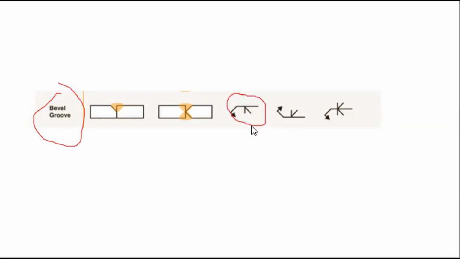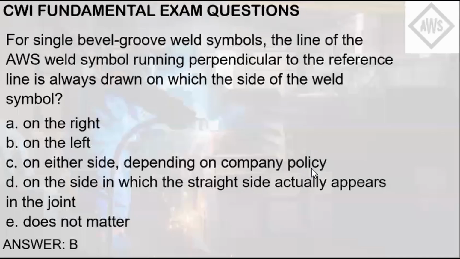The line perpendicular to the reference line is this part right here, the straight line coming through the reference line perpendicular to it. It is always left of the welding symbol. It is always left of this one, right? So it's always on the left part of the weld symbol. So the answer here is letter B. It's always on the left side of the weld symbol.